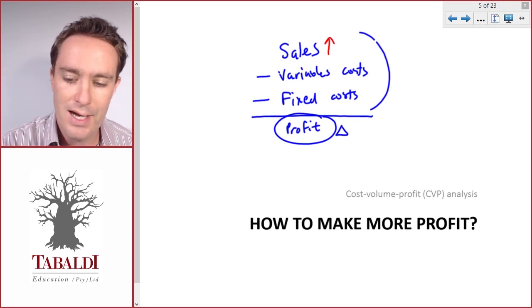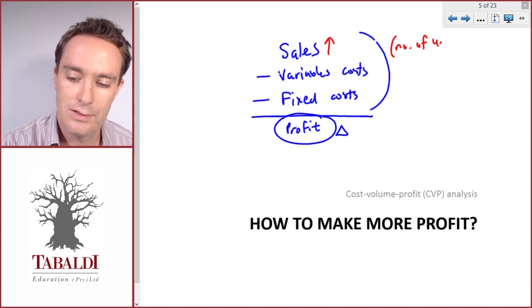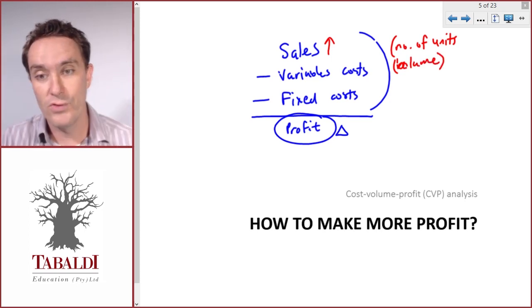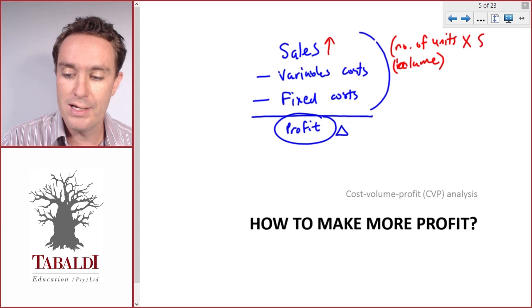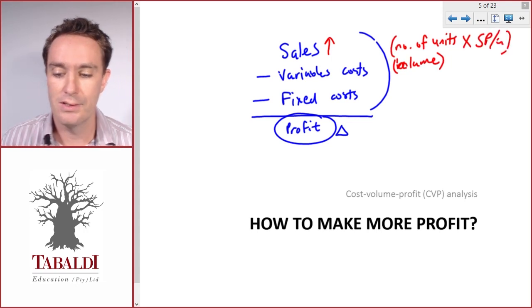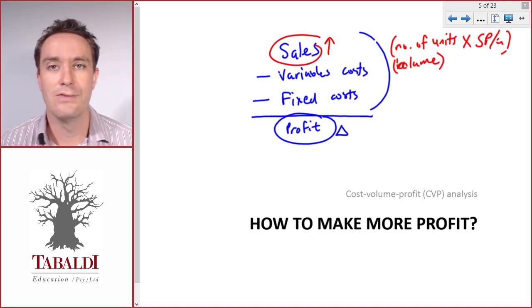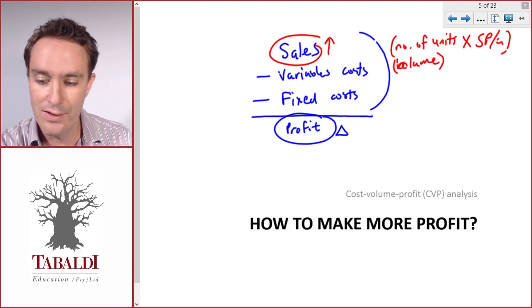So sales is made up of the number of units. So what do we call that? That's our activity level or volume. So we've got number of units multiplied by selling price per unit. That is our sales value. So let's look at the detail there.